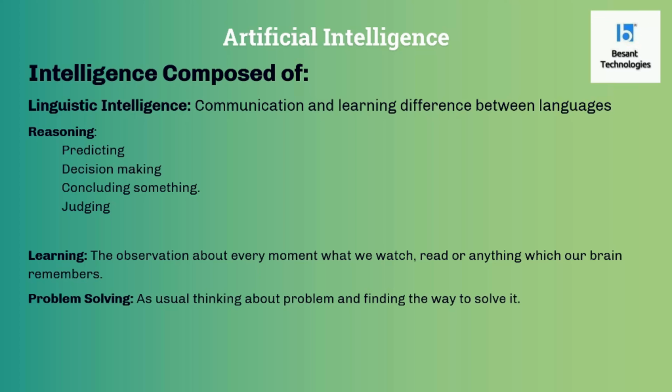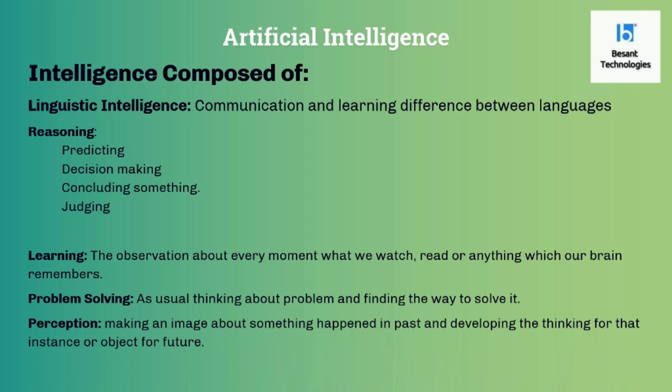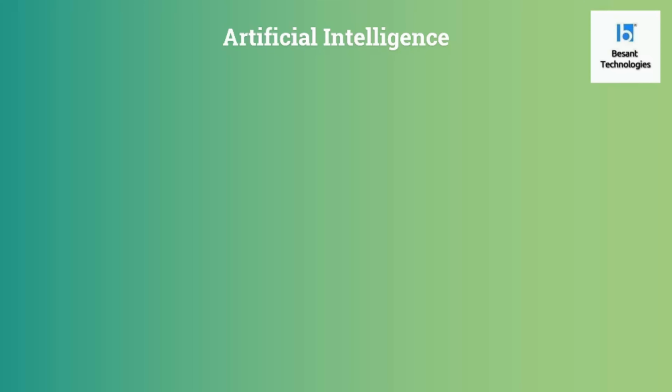And if we face some problem in our personal life, then definitely we will be trying to find out the way to solve that problem. So others is perception, making an image about something that happened in the past and developing a thinking for that instance or object for the future, that comes under perception. And we have human versus machine.